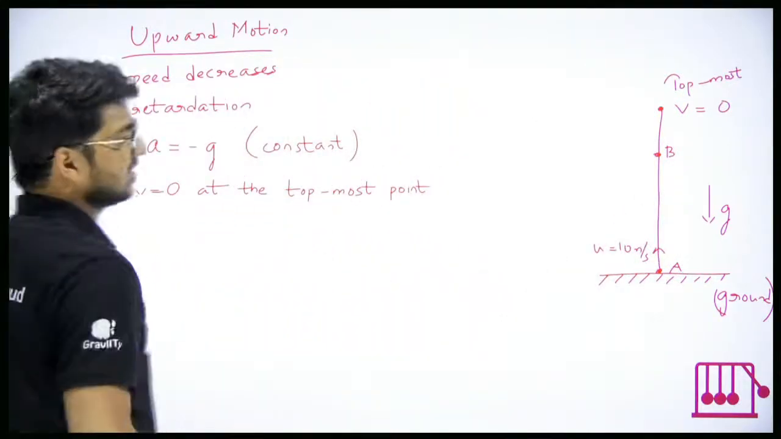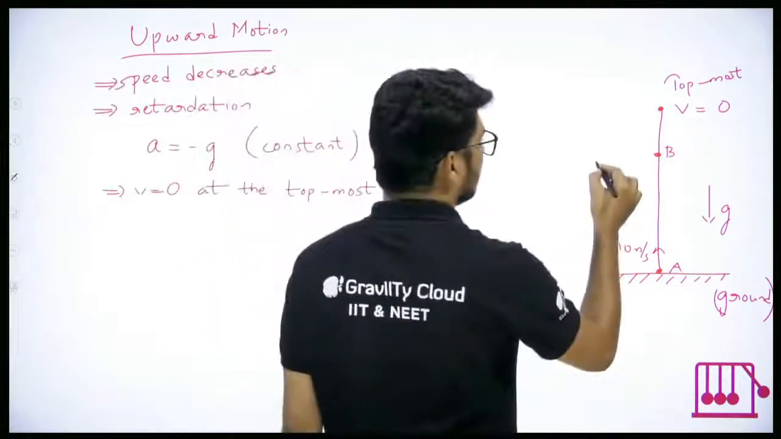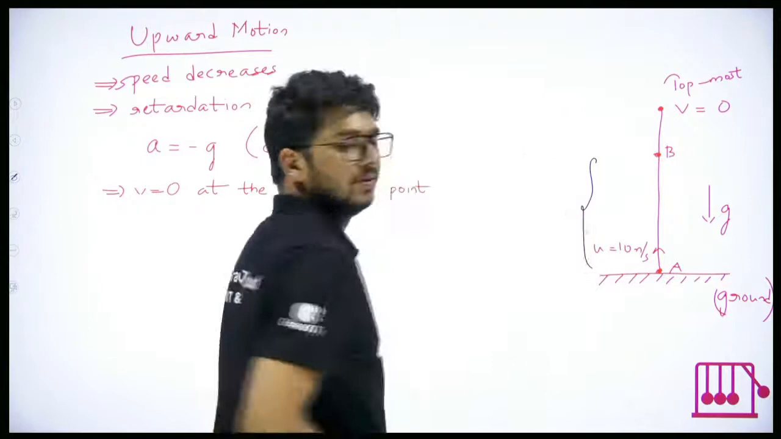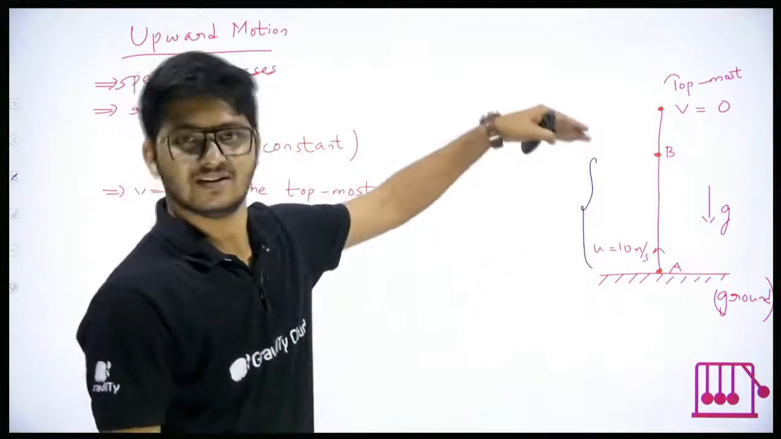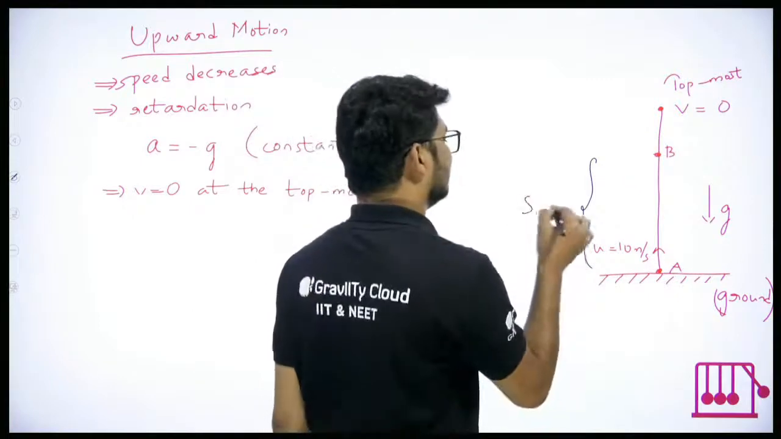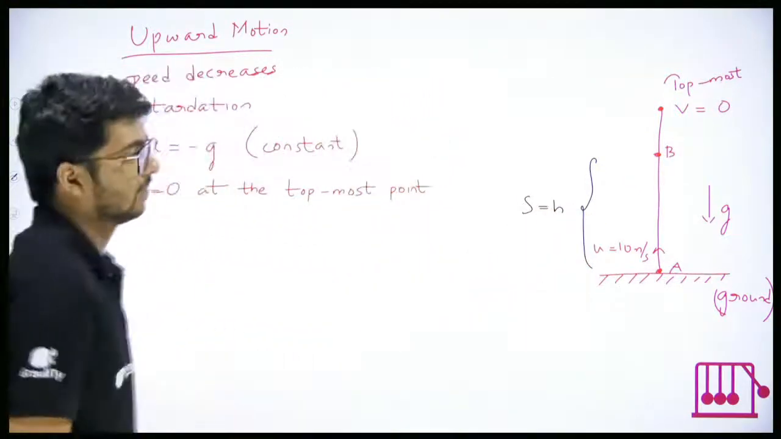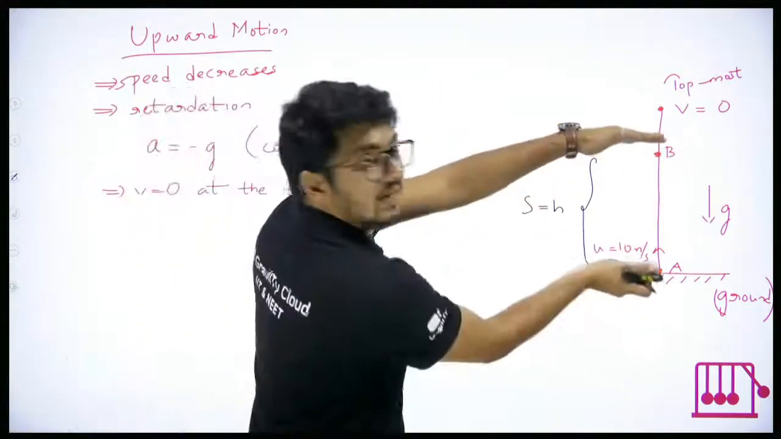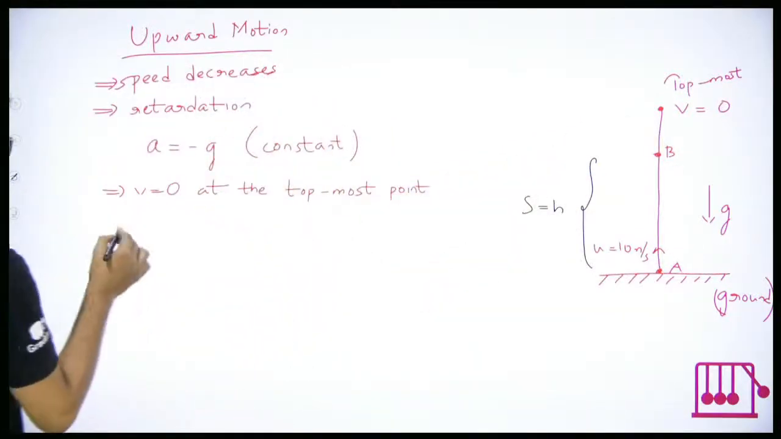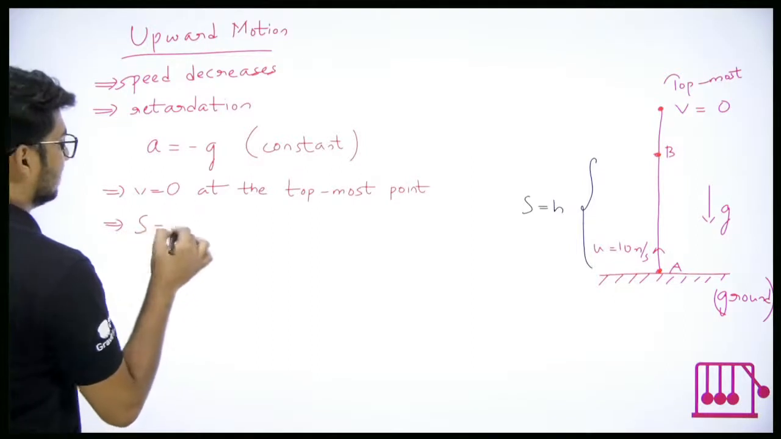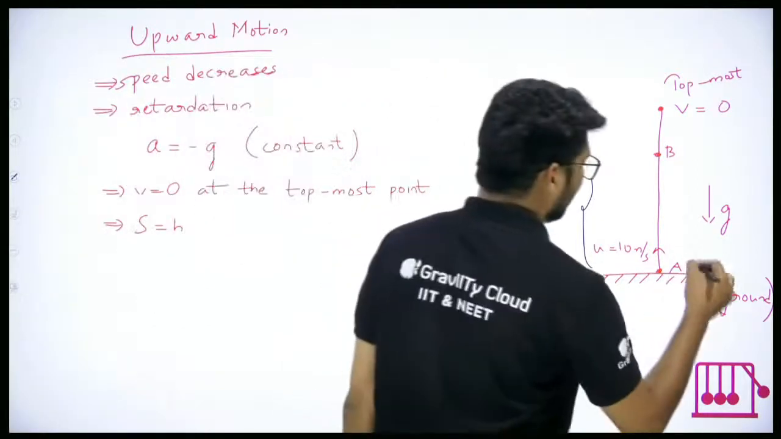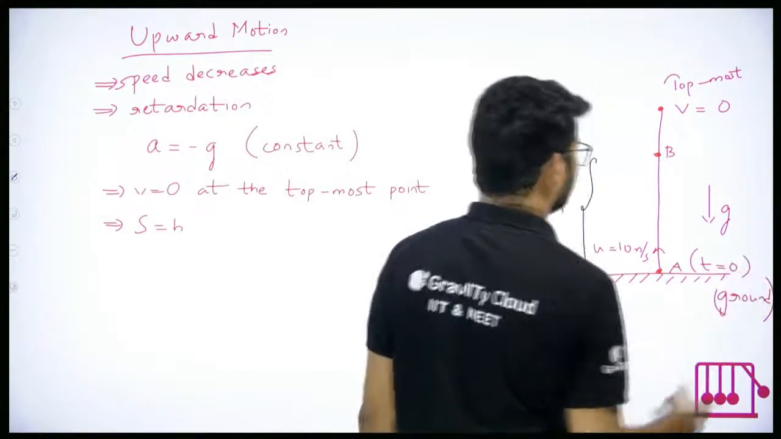So here just let's look at the displacement. What is this? A to B, it is going up. That is the displacement. But again it is the height of B. So I can say that s is equal to h. Right? This is the height of B. It is again going from A to B. So displacement is equal to height. You can also say that s is equal to h. Obviously at A we are beginning, so t is equal to 0.